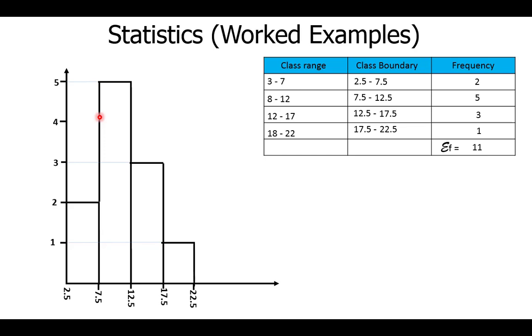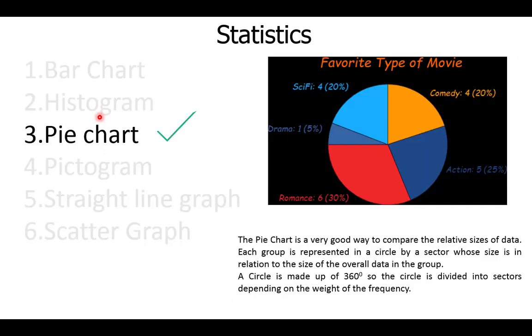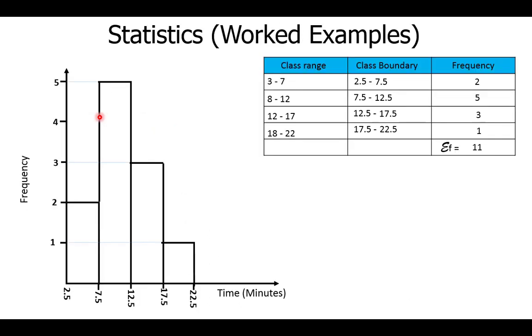Easily done. Now there's something that I've not yet done, which makes my work incomplete. That must be done, so that when somebody looks at your chart, the person knows what you are talking about, and which has to do with our labeling. We've not labeled our vertical and horizontal axis, so I'll just do that now. Vertical is called the frequency and the horizontal is time in minutes. So with that, we have constructed our histogram.